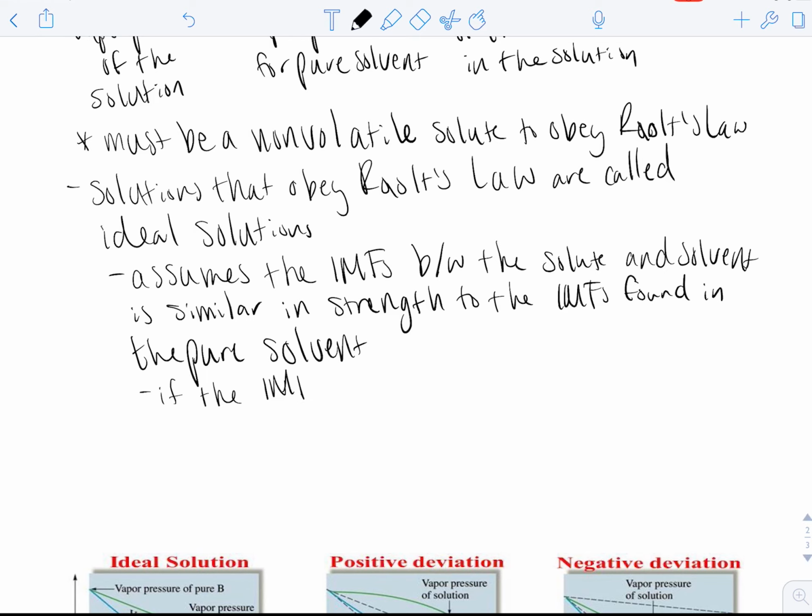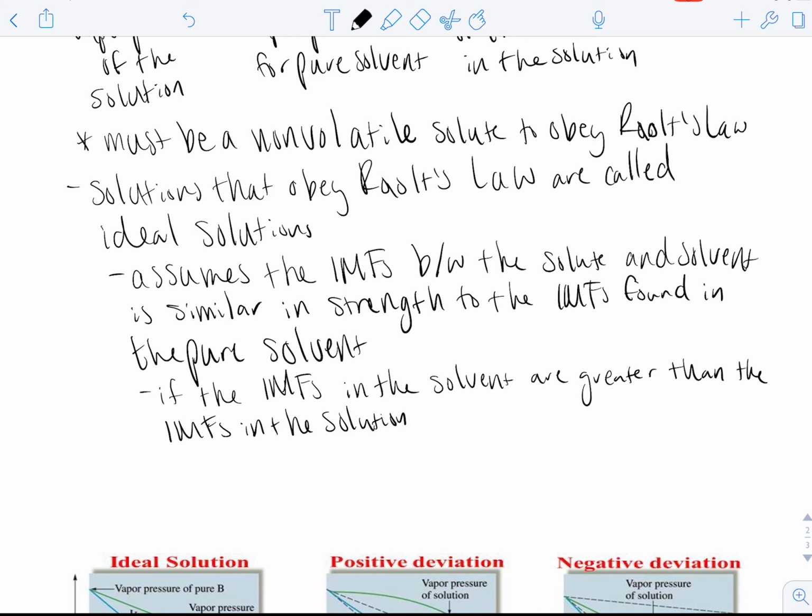So if our intermolecular forces in the solvent are greater than the intermolecular forces in the solution, the actual vapor pressure is going to be greater than the calculated vapor pressure. So the vapor pressure calculated using Raoult's law.